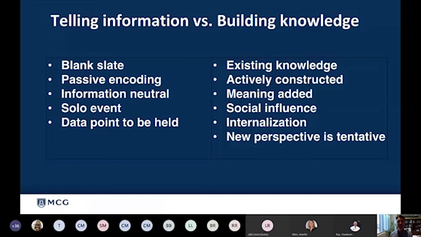So telling information versus building information. There's a time and a place just for feedback and telling, and then other times you want to build on what they're trying to understand.